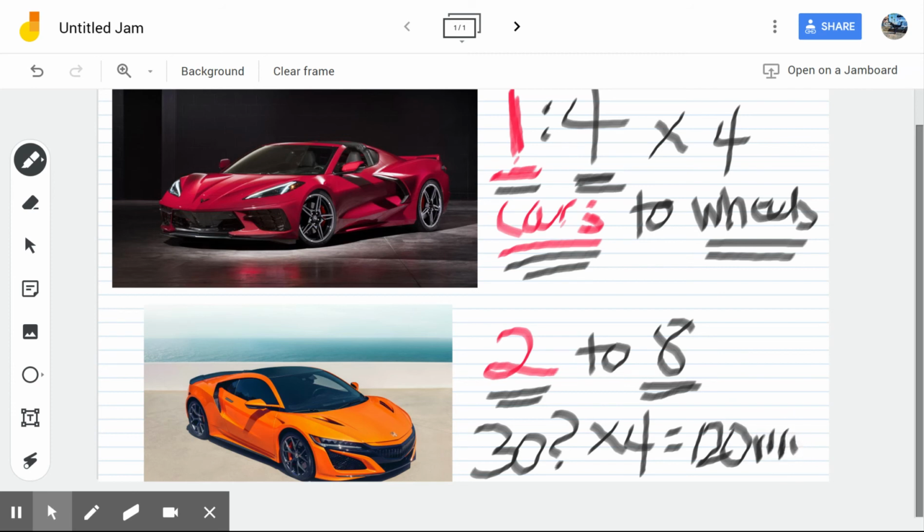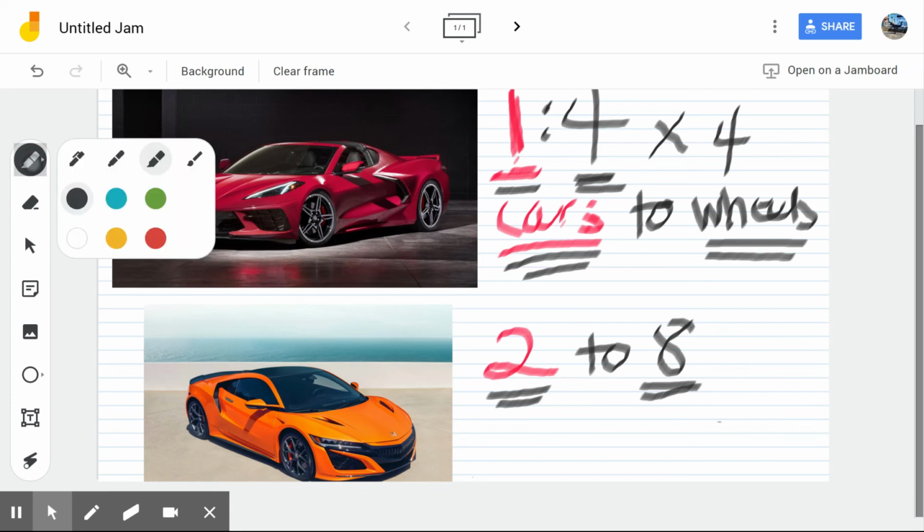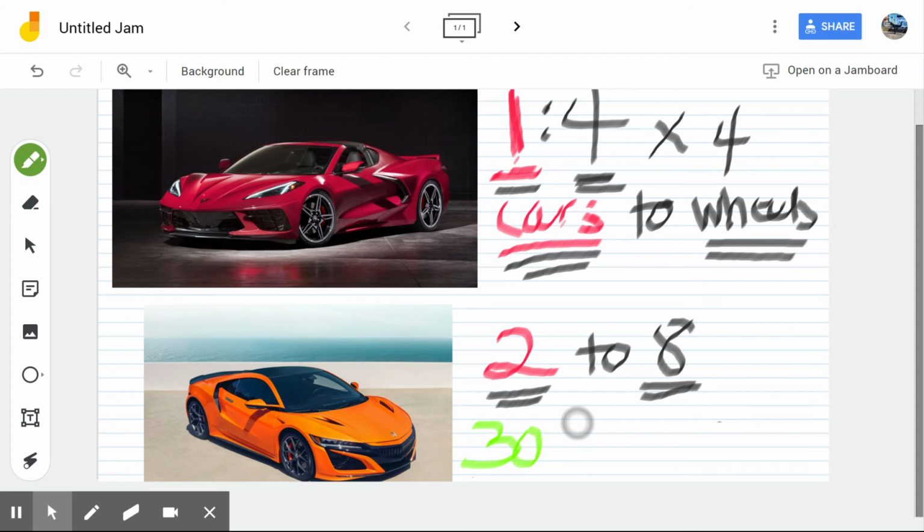So the ratio for that, let me make some space. If I'm talking 30 cars, then again, I'm multiplying by 4, and that gets me to 120 wheels. So the ratio would be 30 to 120.